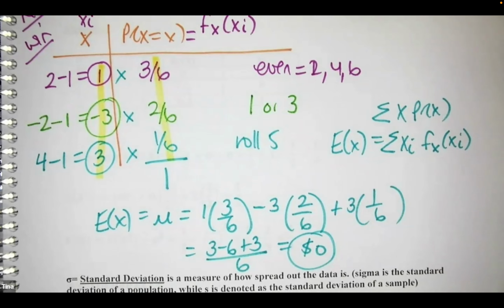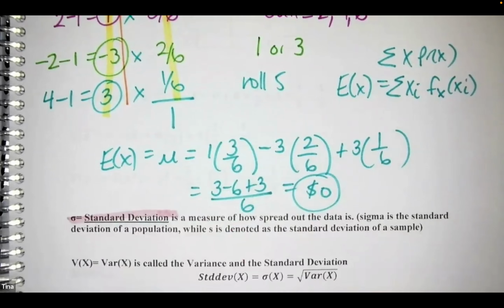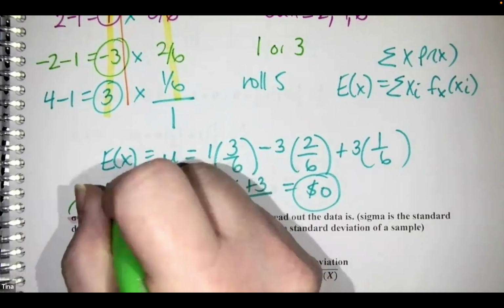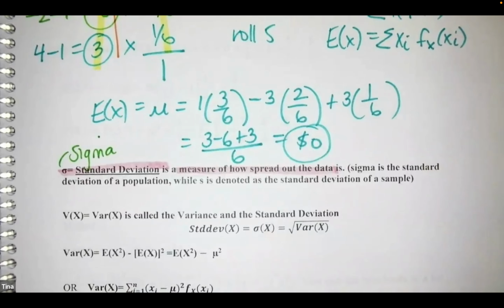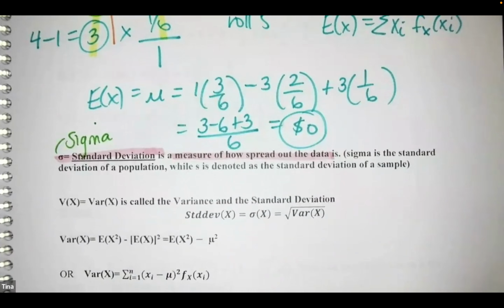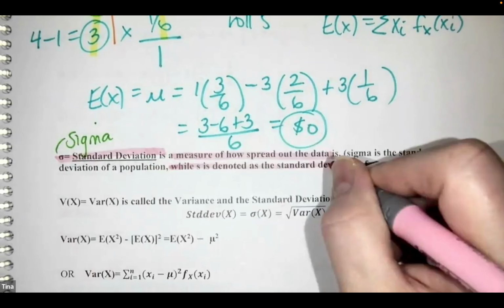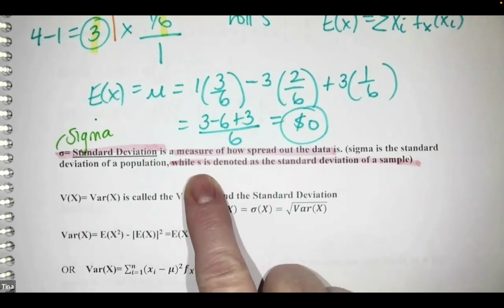Okay, so E of x or mu, that's our mean. This is a different Greek letter. It stands for standard deviation. It's called sigma. And sigma is the standard deviation of a population. It's a measure of spread, so how spread out your data is. So variance and standard deviation are both kind of measures of spread. If we're talking a population, we use sigma. If we're talking a sample, which we'll get to in the data section, then a sample standard deviation is just a little s.